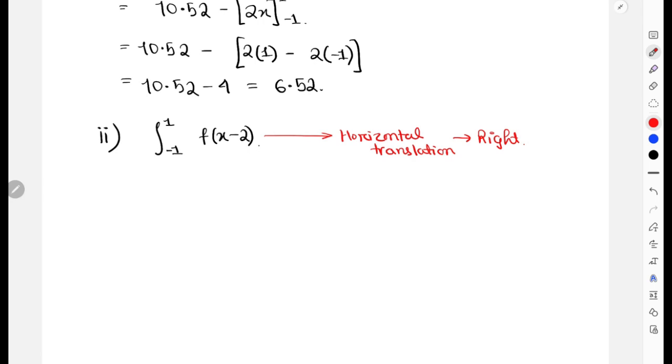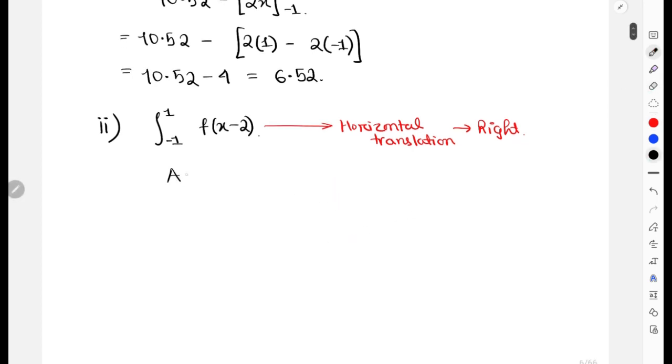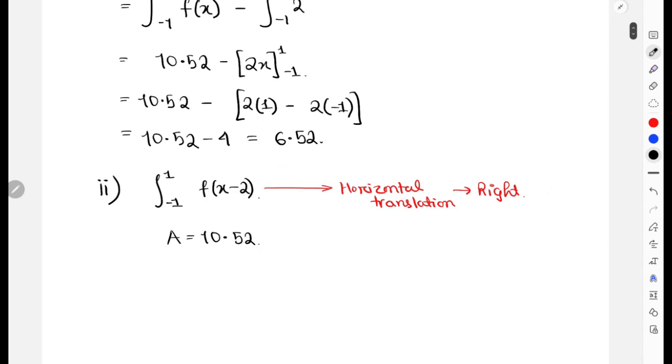So if this is a horizontal translation, that means the graph will be exactly the same, only shifted 2 units to the right. If previously the graph was on this part, now the graph will be on this position. There will be no changes in the area. It will still possess the same area, only the graph shifted towards the right. So over here, area is 10.52. Still no change for the area. Only the graph is being shifted to the right. That is the only change.